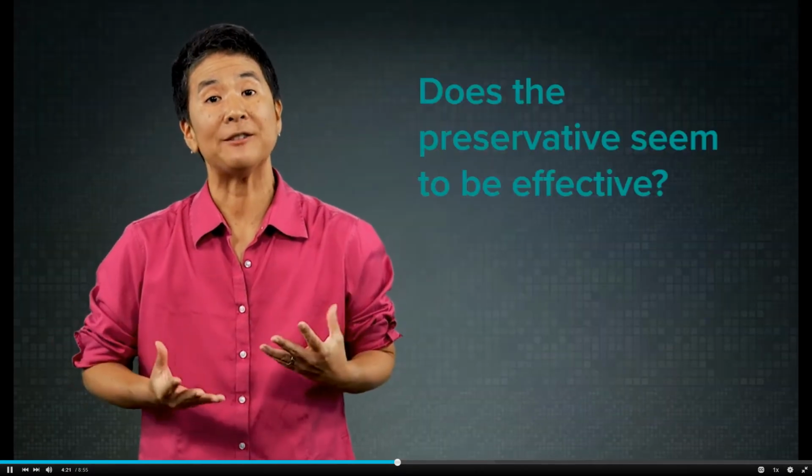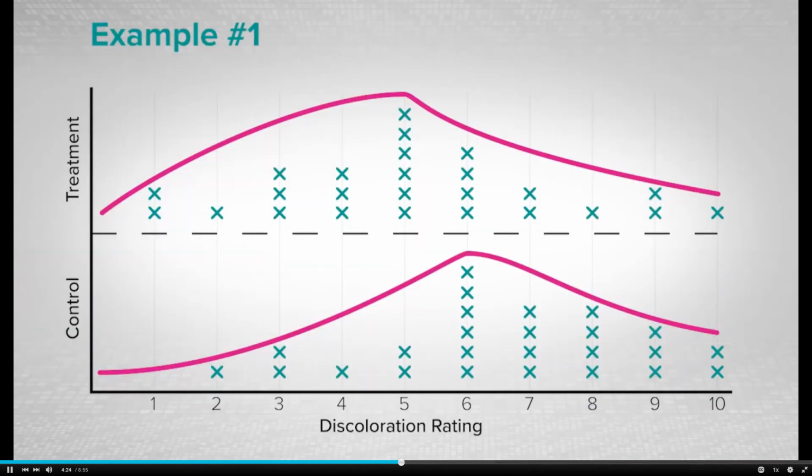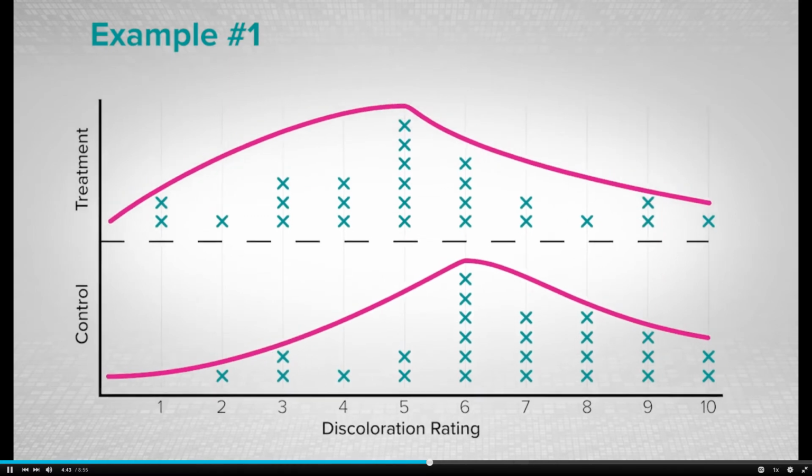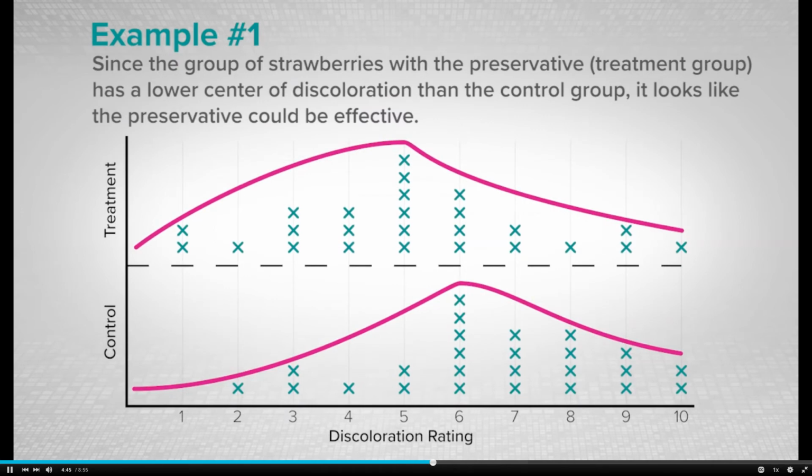So does the preservative seem to be effective? Well, we talked about how in the treatment group the center was lower. Remember, lower numbers are good in terms of preservative. So the treatment group seems to have better looking strawberries than the control group based on the fact that the center of the discoloration rating was lower. So since the group of strawberries with the preservative, the treatment group, has a lower center of discoloration than the control group, it looks like the preservative could be effective.